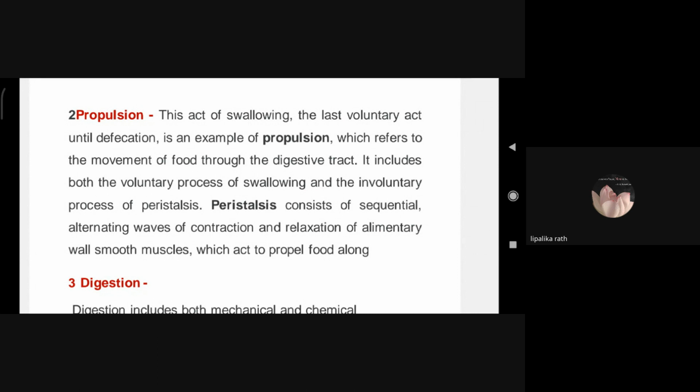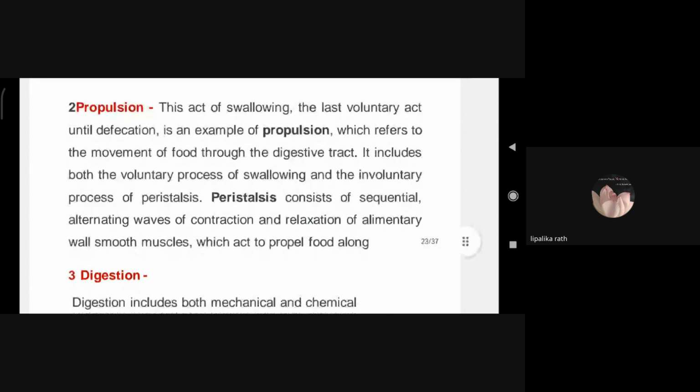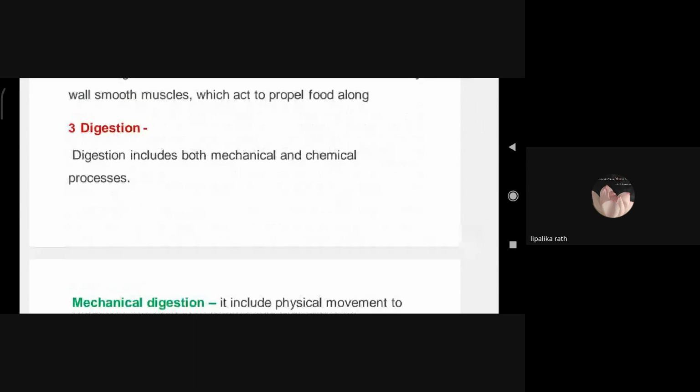Okay. Next is digestion. Digestion includes both mechanical and chemical processes. Peristalsis is also part of digestion, because digestion takes place in the stomach, small intestine and large intestine, and peristalsis is the process of the whole GI tract. Peristalsis occurs from the esophagus to the anus.